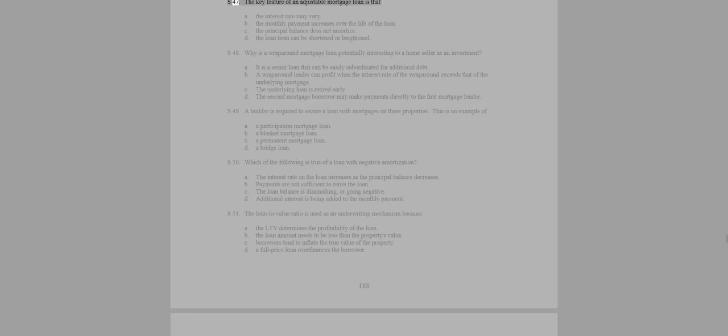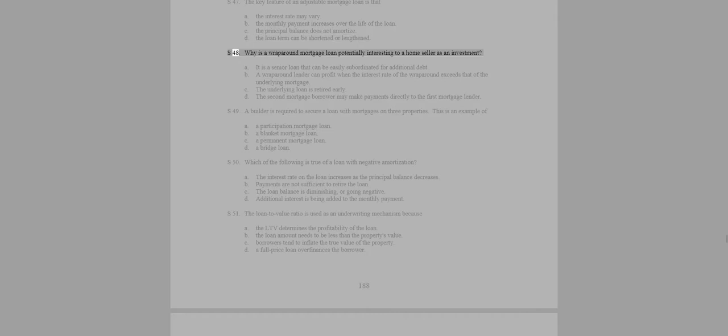S47. The key feature of an adjustable mortgage loan is that A. The interest rate may vary. B. The monthly payment increases over the life of the loan. C. The principal balance does not amortize. D. The loan term can be shortened or lengthened.